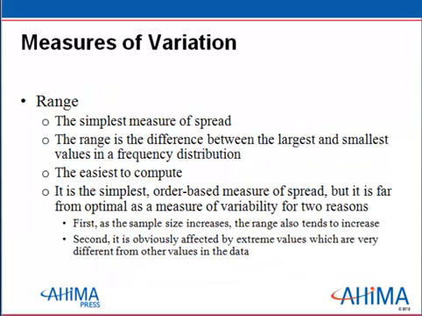The range is the simplest measure of spread. It indicates the difference between the largest and the smallest values in our frequency distribution. It is the easiest to compute. It is the simplest order-based measure of spread, but it's far from optimal as a measure of variability for two reasons. First, as the sample size goes up, the range also tends to increase. Secondly, it is obviously affected by extreme values that are very different from other values in your data.